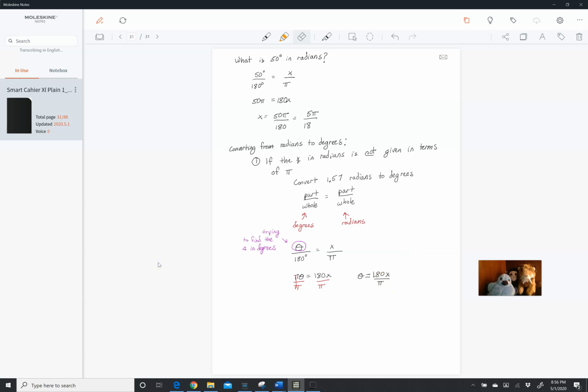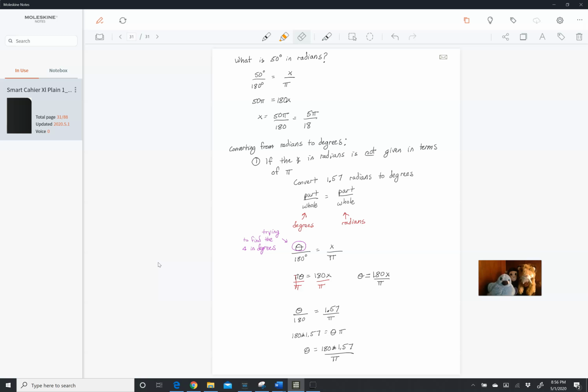So that means that if we're converting 1.57 from radians to degrees, we have theta over 180 is equal to 1.57 over pi. We cross multiply: 180 times 1.57 is equal to theta times pi, or theta is equal to 180 times 1.57 over pi. And this is an angle in degrees.